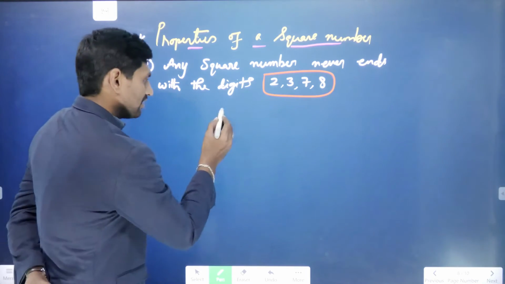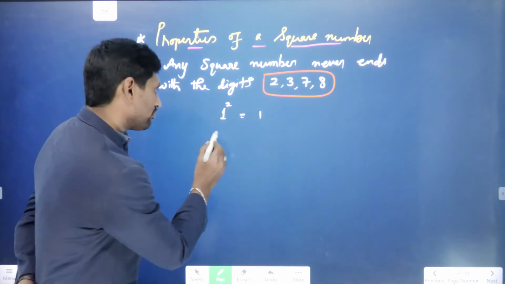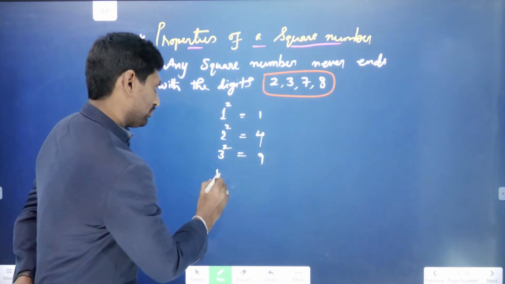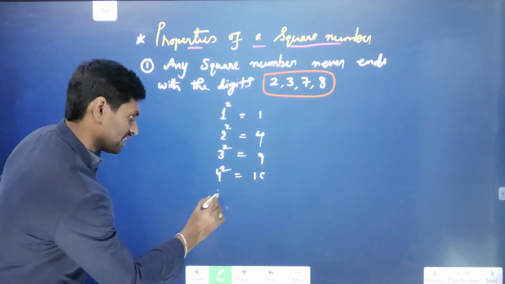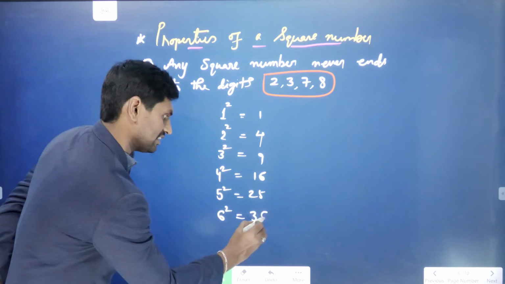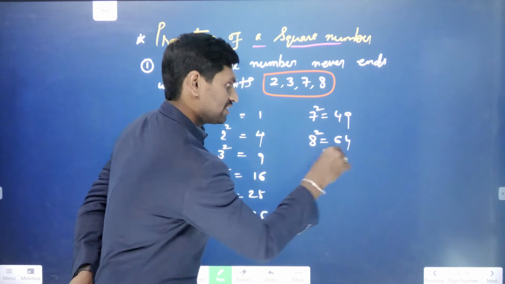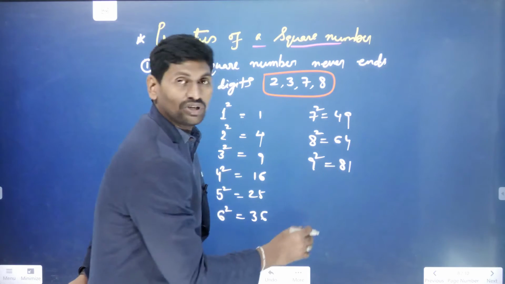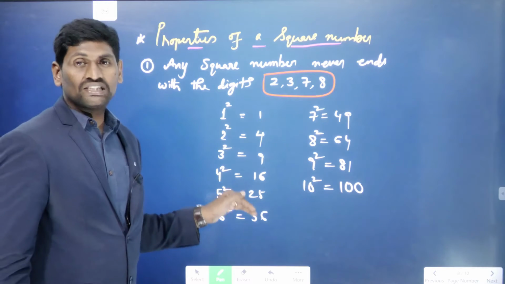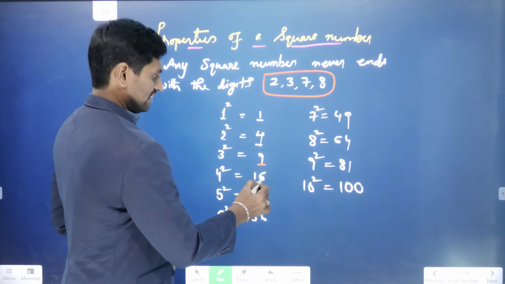Let us see that. Like 1 to 10 square numbers we observe. 1 square, 1. 2 square, 2 into 2, 4. 3 square, 9. 4 square, 16. 5 square, 25. 6 square, 36. 7 square, 49. 8 square, 64. 9 square, 81. 10 square. Check the unit place digits of every number: 1, 4, 9, 6, 5, 6.